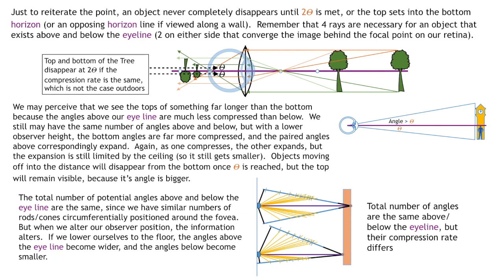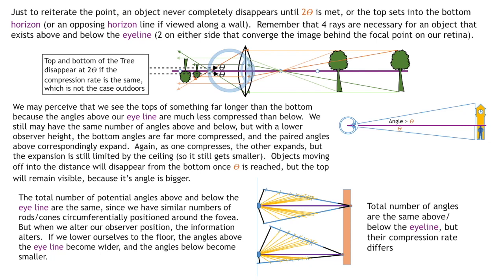You are closer to the ground than you are to the ceiling or sky. So we may perceive that we see the tops of something far longer than the bottom, because the angles above our eye line are much less compressed than below. We still may have the same number of angles above and below, but with a lower observer height, the bottom angles are far more compressed, and the paired angles above correspondingly expand. Again, as one compresses, the other expands, but the expansion is still limited by the ceiling, so it still gets smaller. It just doesn't keep expanding, in other words.